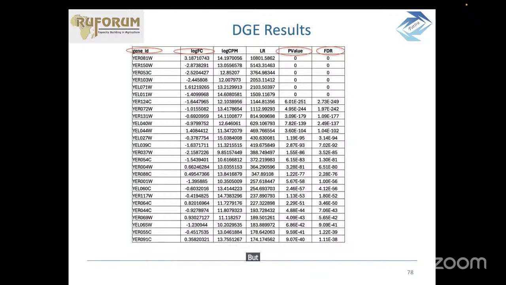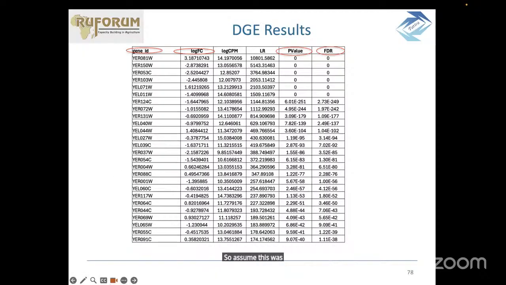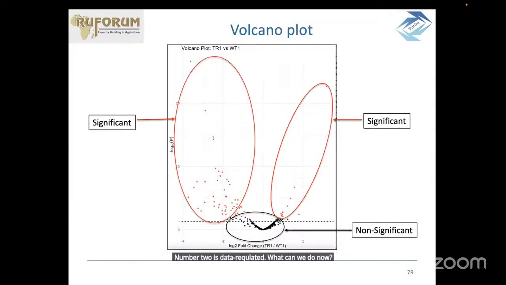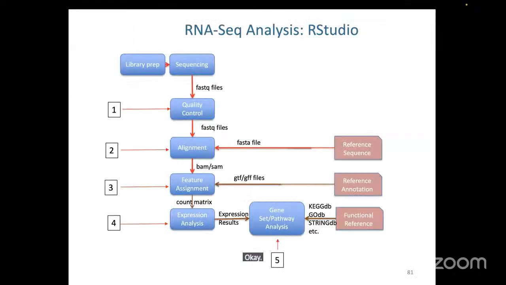But stopping here alone won't help. You've done your best. You got these two groups. Some died because of heat and some survived. So assume this was your maize genes. Number 1 was upregulated. Number 2 was downregulated. What can we do now? Now you go and do the downstream analysis and find out what these genes are doing. Okay. To do that, you use what's called gene set pathway analysis.